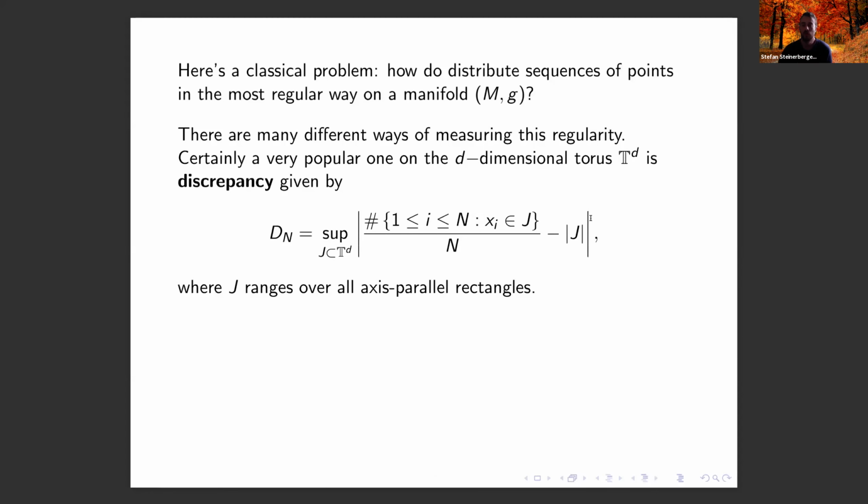Okay, so if you're on the torus, there's this notion called discrepancy, and the idea is you take all axis parallel rectangles. So here's a picture, right? You have your torus and you have some points, and you take all axis parallel rectangles and you see which one deviates the most from the number, which one has either more points or less points than you'd expect, and what's the largest deviation you have. So it's a very popular notion, and it has led to very interesting mathematics.